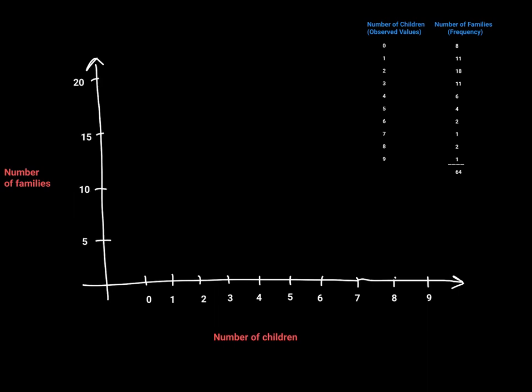All right, so here we go. We need to display this information here, which is really small, but I had to shrink it just so that I can reference it. There are 8 families that have 0 children. And so what I'm going to do is record that on my histogram. Above 0 children here, I'm going to go all the way up to 8. Okay? And what I'm going to do is center this over 0 like that.